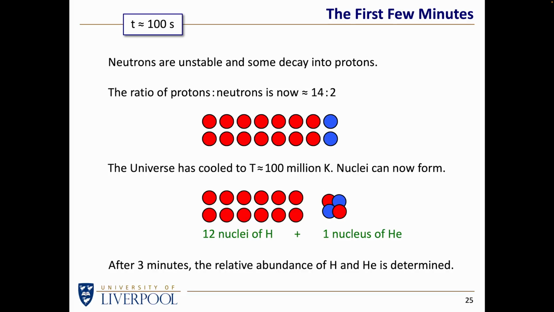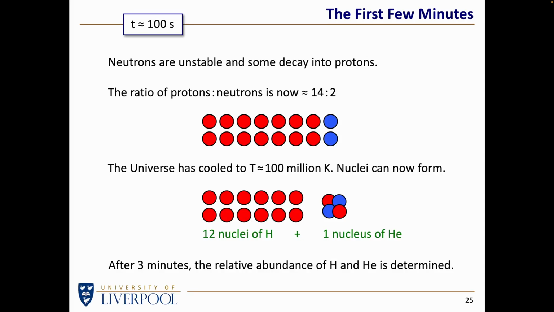And after 3 minutes, that's it. Once that has happened, you can no longer change the balance between protons and neutrons. Once the neutrons are in the nucleus of helium, they will no longer change. So after 3 minutes, the relative abundance of hydrogen and helium has been determined.